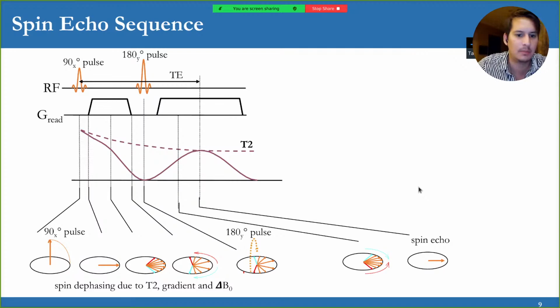They are not in the same direction. They are pointing in different directions, as you can see here. But at the end, yes, at the end, all refocus. Yeah, they are still rotating, but you take the photo at the exact time they all come back together. If you wait a little bit longer, the spins will spread again.